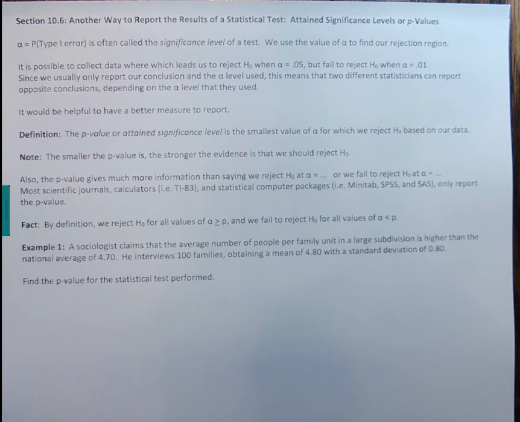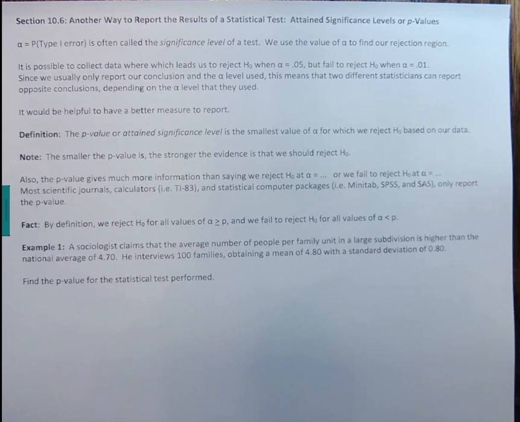The same thing can happen with p-values. So if you'll recall, in your intro stat course, you might find a p-value that was significant at the 0.05, but not at the 0.01 level, and that does happen. So for that reason, usually we only report our conclusions in the alpha level used. So two different statisticians could report opposite conclusions. So what we instead do is typically we do go ahead and report what the p-value is.